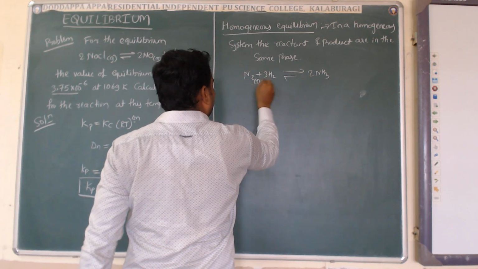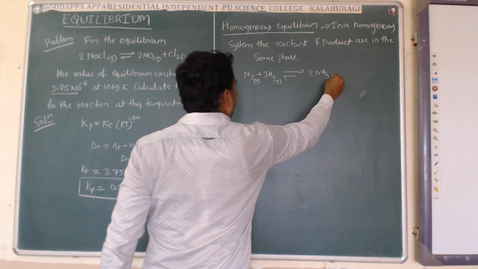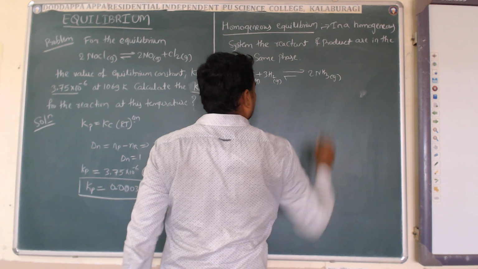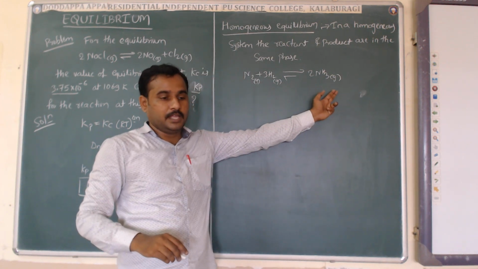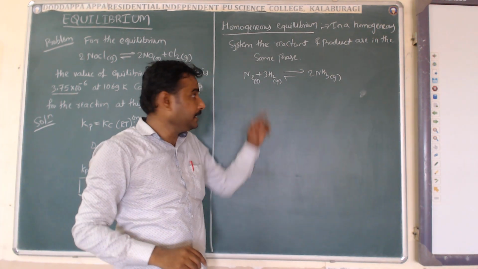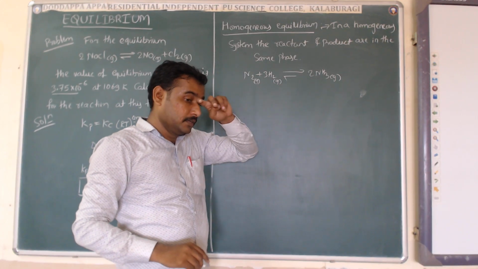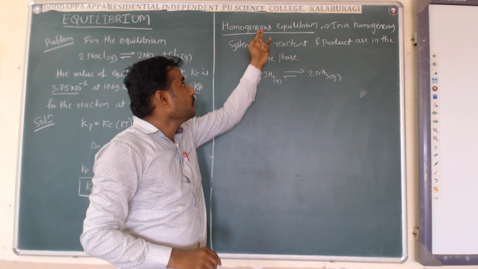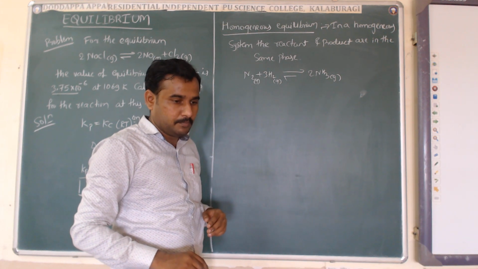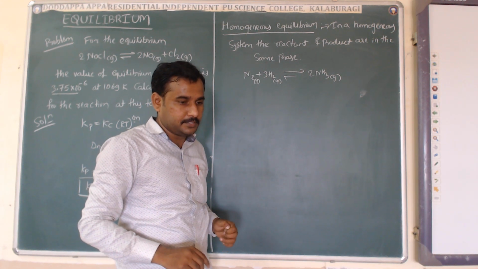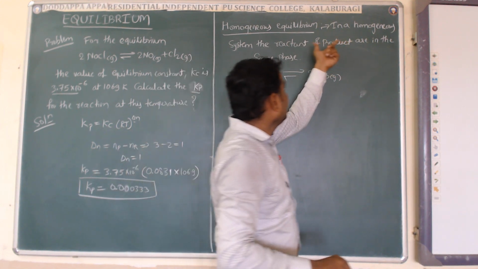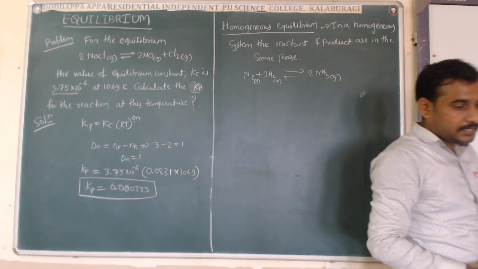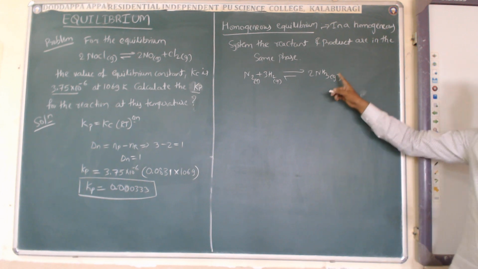These reactants and products are present only in gaseous form. That means the reactant and product are present in the same phase. Then this is called a homogeneous equilibrium. What is the meaning of homogeneous equilibrium? In a homogeneous equilibrium, the reactant and product are in the same phase.